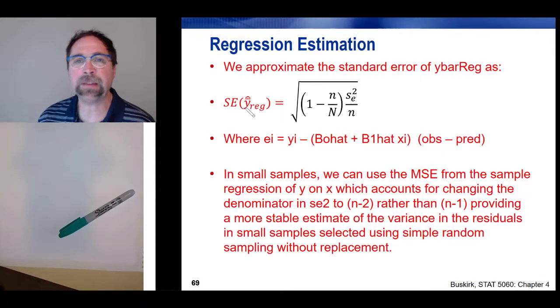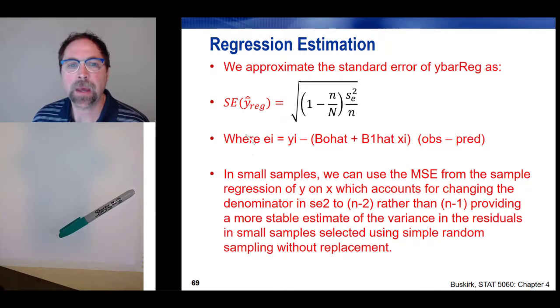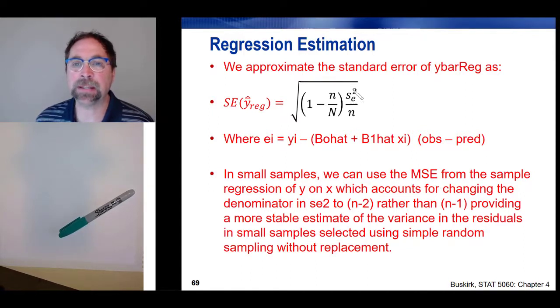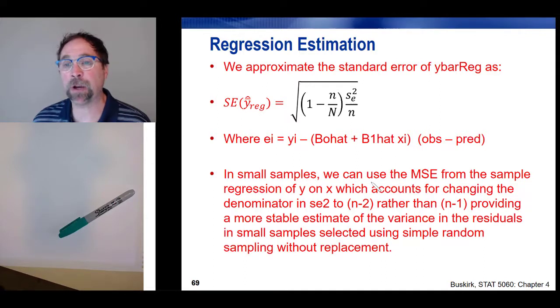That's the standard error. You have seen this formula from chapter 2 and chapter 3, and you've seen it in this chapter several times. You should be getting this down pat by now. In small samples, you could use the mean squared error term that you get from a sample regression of y on x using the sample data, which basically accounts for changing the denominator in this SE squared to n minus 2 rather than n minus 1, and it provides a more stable estimate of the variance for a small sample situation when you're doing sampling without replacement. So keep that in mind, and we'll talk about that as we go through an example in a moment.